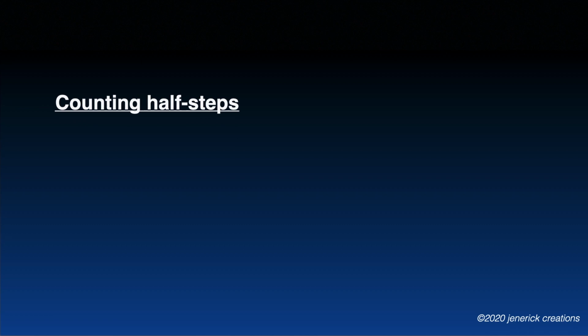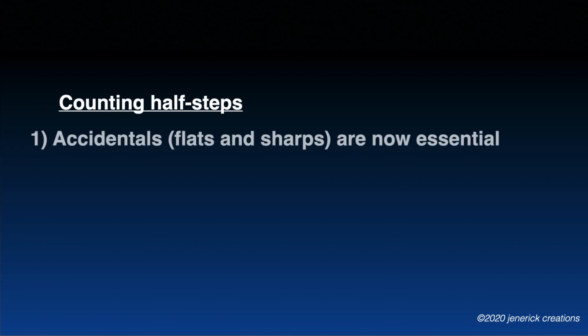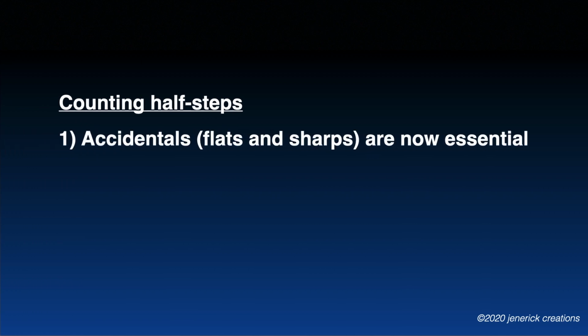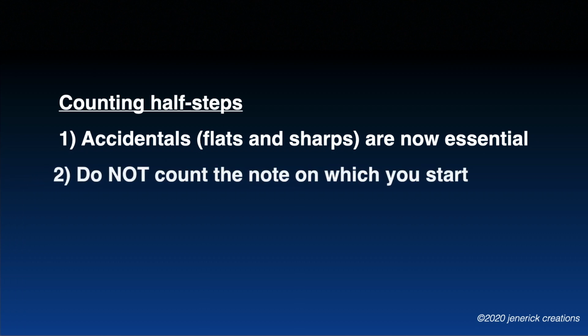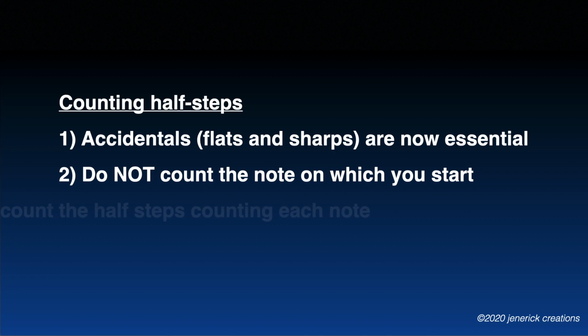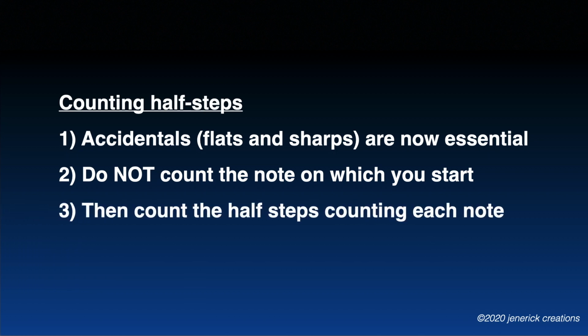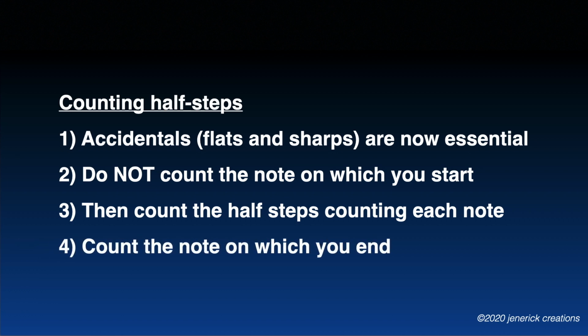So here we go counting half steps. Accidentals, the flats and sharps, are now essential. Do not count the note on which you start. Then count the half steps, counting each motion, and then count the note on which you end.